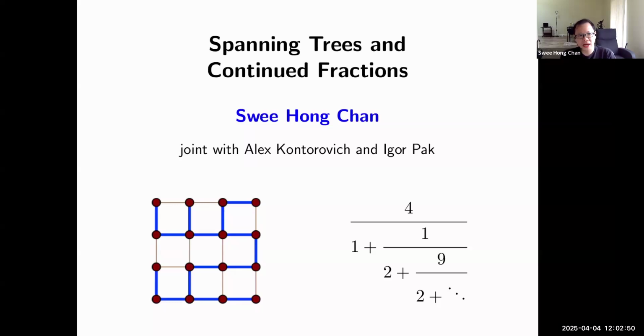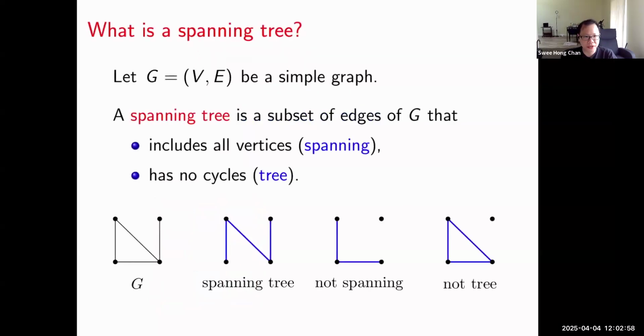So in today's talk there are two main characters: spanning trees and continued fractions. I will start with spanning trees first. For today, our graph G will always be a finite, simple graph. This means that there are no loops, no parallel edges.